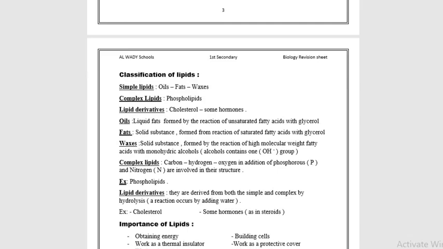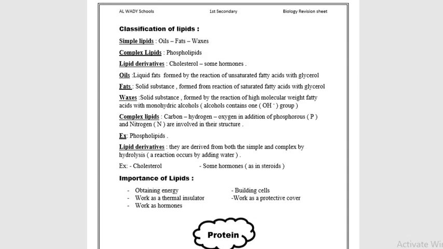Simple lipid, complex lipid, and lipid derivatives. Simple lipid like oils, fats, and waxes. Complex lipid like phospholipid, a very important molecule found inside the cell membrane of the cell. Lipid derivatives like cholesterol and some hormones found inside the human body, like adrenaline hormones, steroid hormones, gonad hormones. All of that are lipid derivatives.